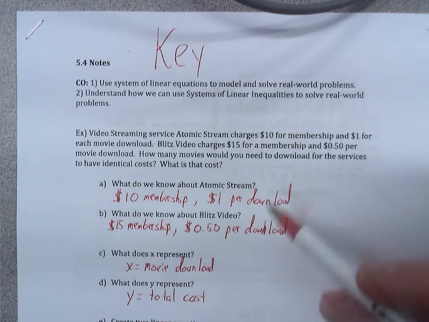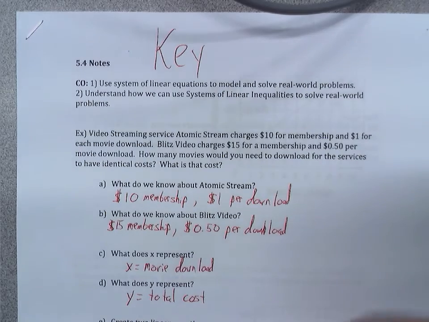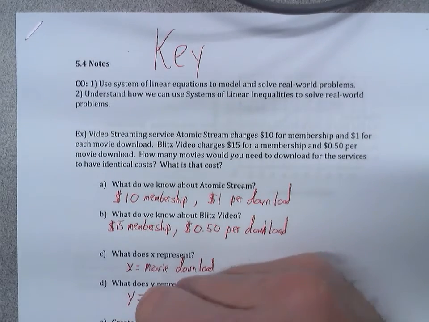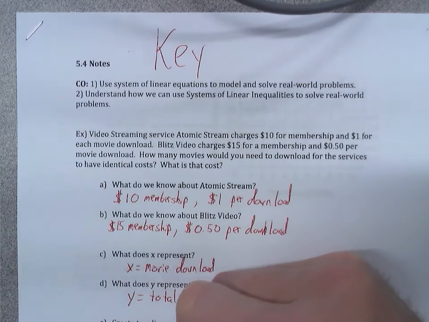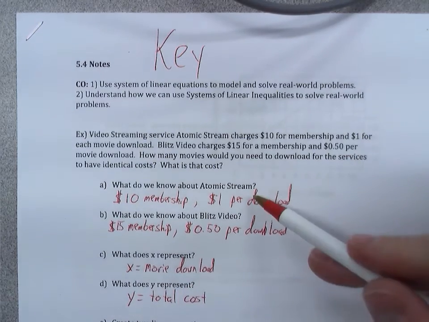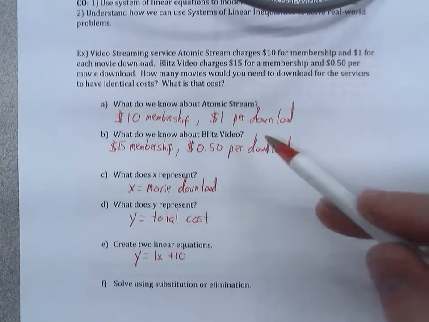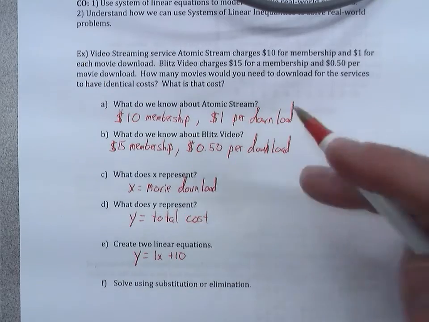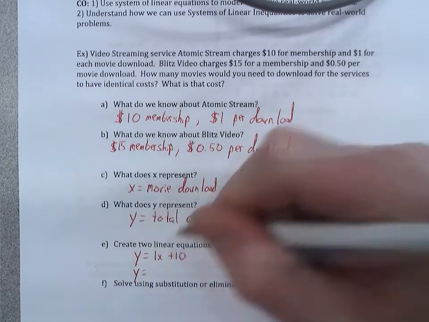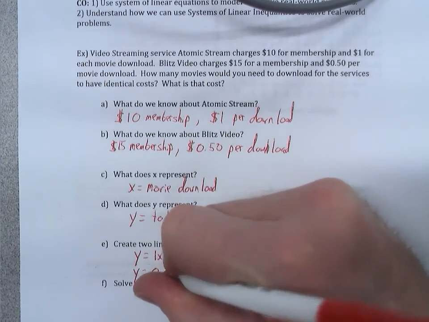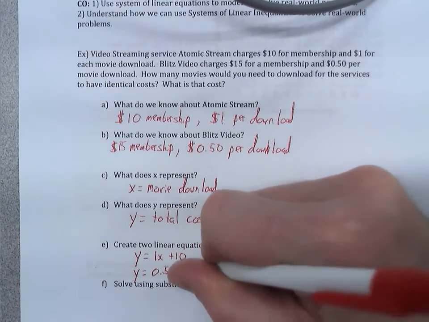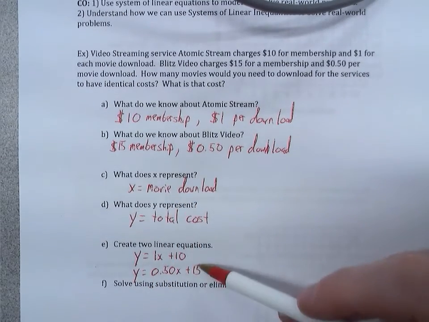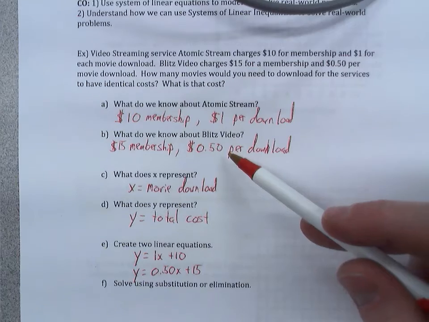So if we now want to create two linear equations, we could have Y equals 1x plus 10. That would represent Atomic Stream. And then the other would be Y equals 0.50x plus 15. And that's going to represent Blitz Video.